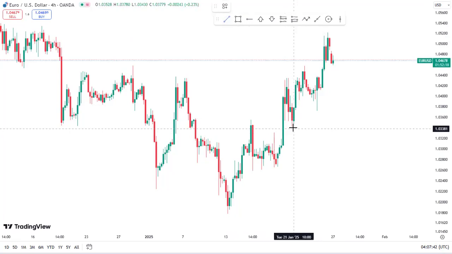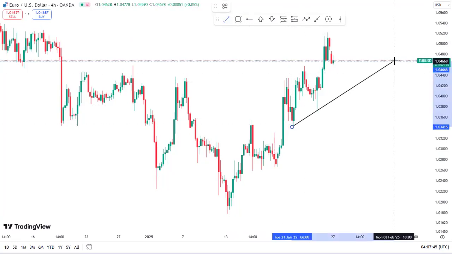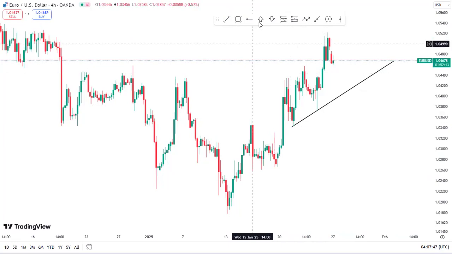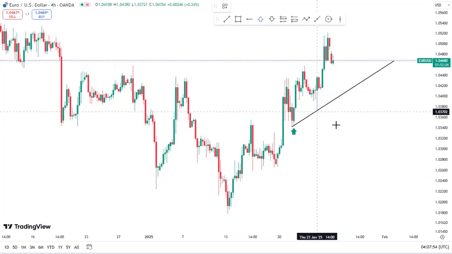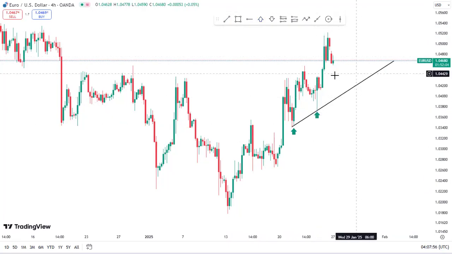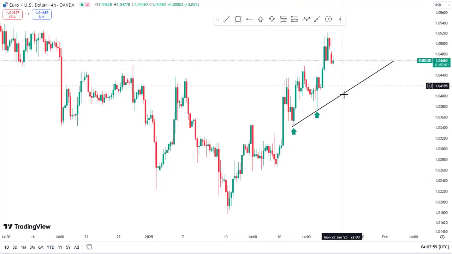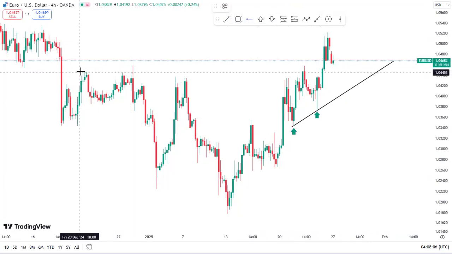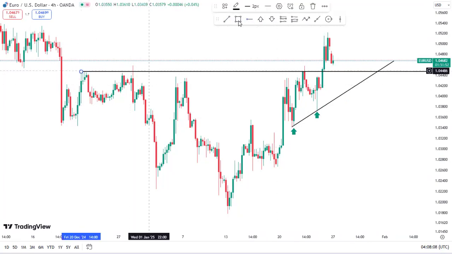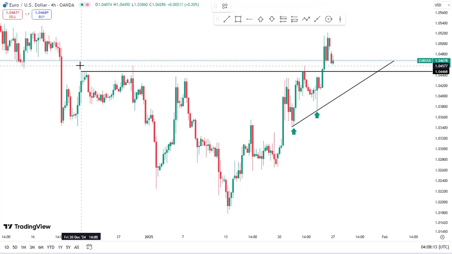Here, what do we have? A trend line on the 4-hour time frame. Can you see our trend line? It's your first time here. It's your second time here. What are we looking for here? We are looking for the third touch. On the third touch, look at this again. What do we have here? A breaker structure. Let's put it like this.